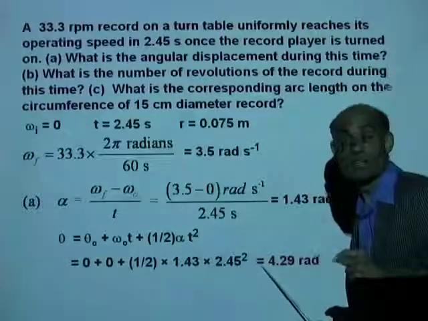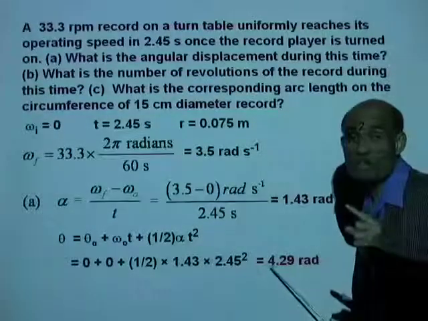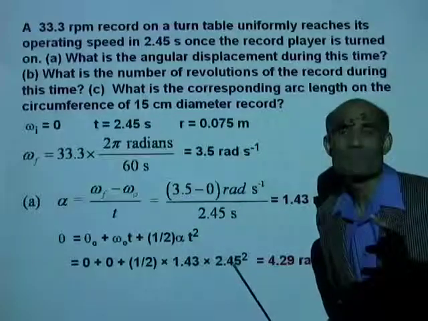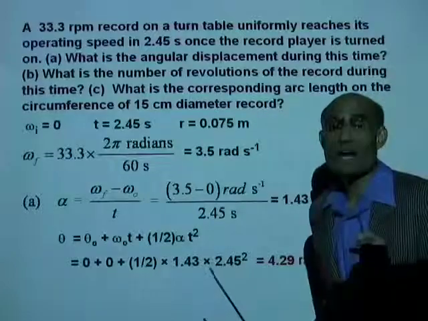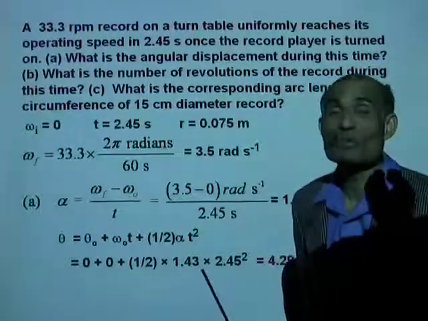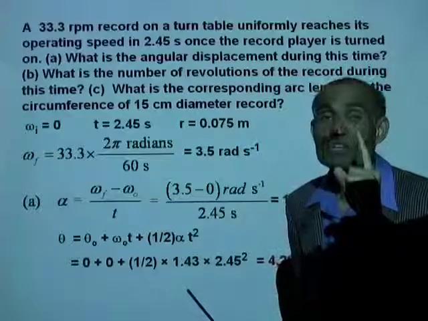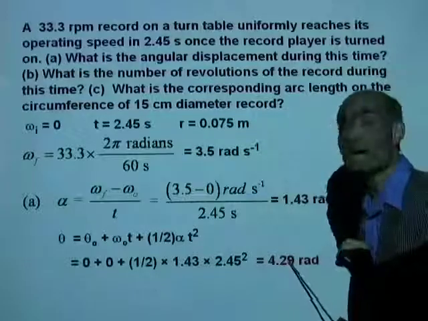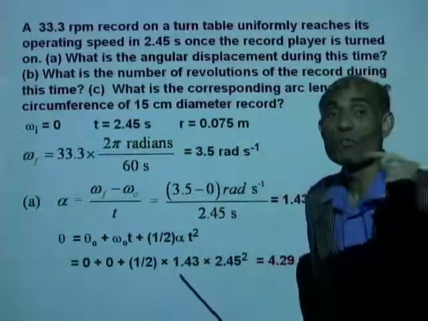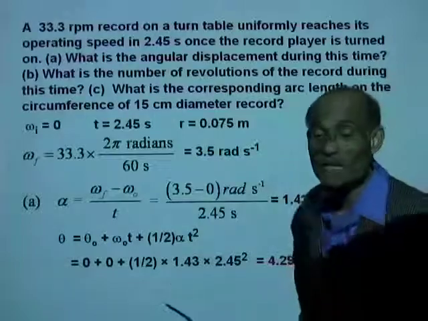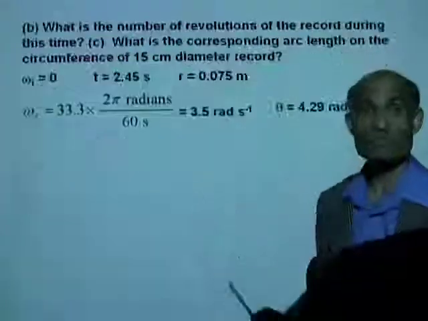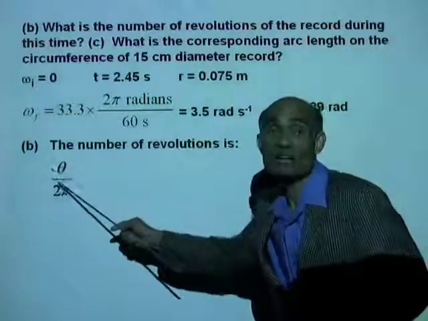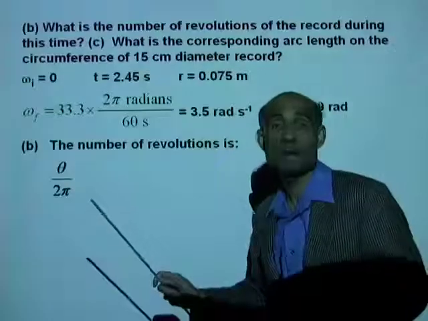And you know that the disk rotated through 4.29 radians during that time. Now, this 4.29 radians corresponds to how many revolutions? 1 revolution corresponds to 2 pi radians. Therefore, 4.29 radians will correspond to 4.29 divided by 2 pi number of revolutions. So the number of revolutions is the angular displacement divided by 2 pi.